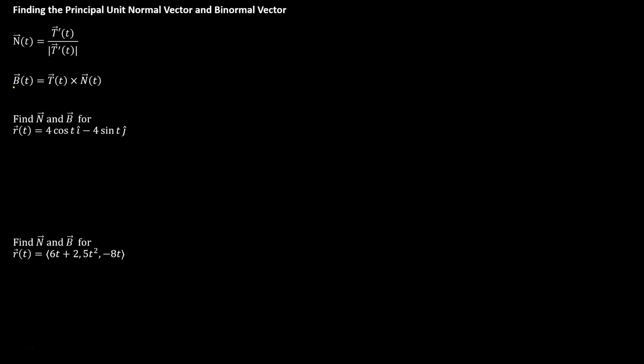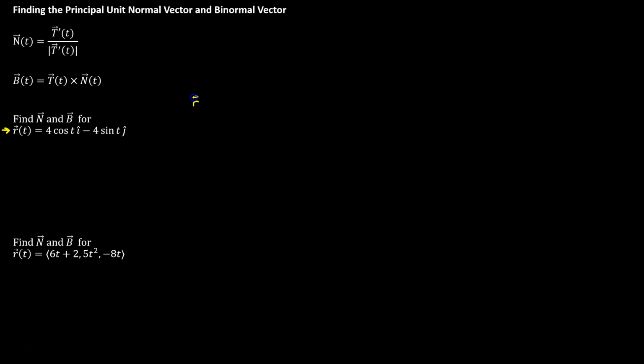To find a principal unit normal vector, all we need to do is find the unit tangent vector, calculate the derivative of it, find its magnitude, and plug it into our formula. Once we have T and N, we can then find B. So let's try an example here. We want to find the principal unit normal vector and the binormal vector for the vector function r. Notice it's not asking for the unit tangent vector, but we absolutely have to find it to be able to find these other two vectors.